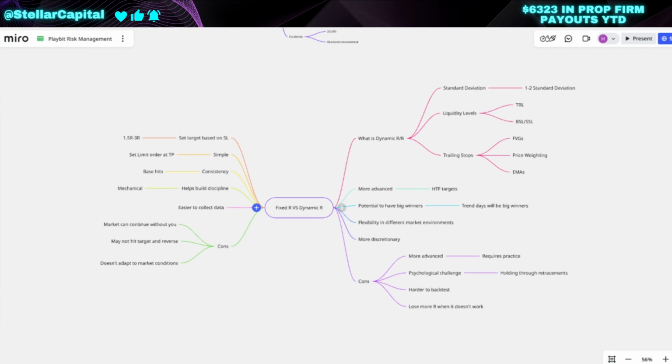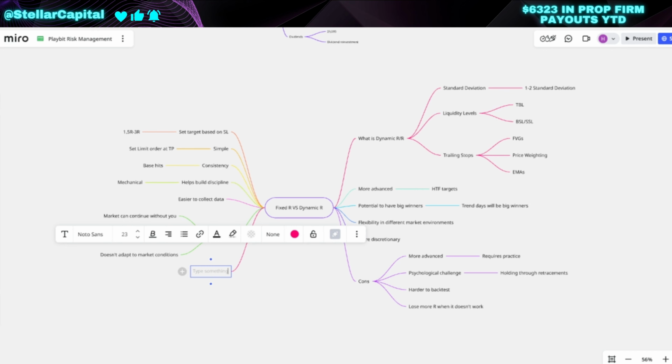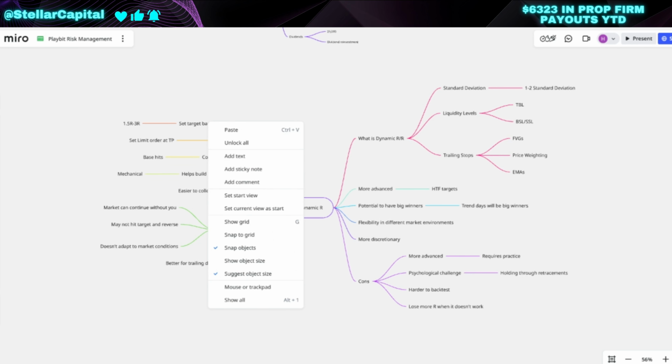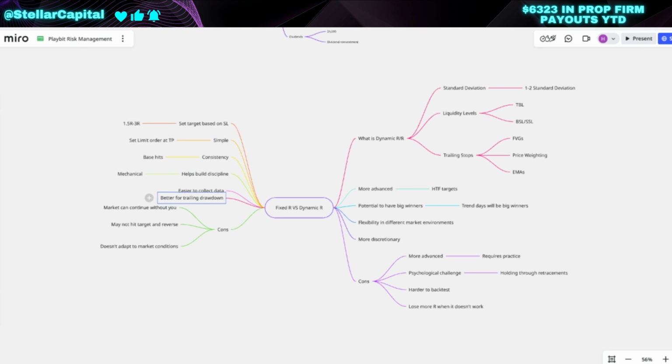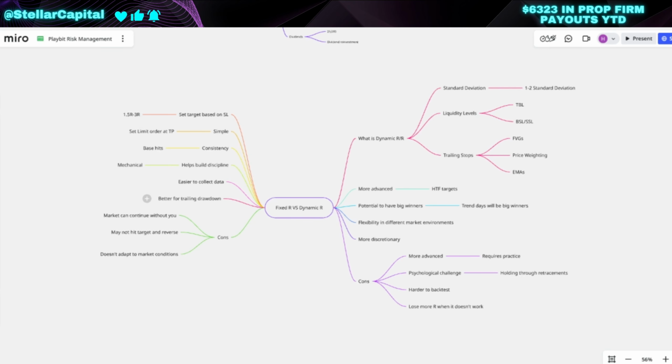to my Miro diagram here. Fixed risk reward is better for trailing drawdown, in my opinion, because you know exactly how much you're going to make and when you're going to make it. You're not expecting a target, you're closing your profit at the highs every single time. And so we're going to add that on here. Fixed risk reward is better for trailing drawdown because you're closing trades at equity highs every time.